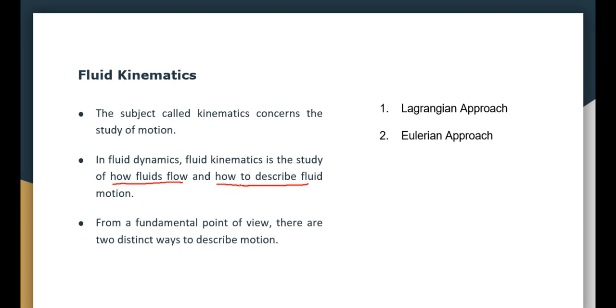Coming to this particular point, how to describe the fluid motion, there are basically two techniques which we deal with in fluid mechanics. The first is known as the Lagrangian approach and the second is known as the Eulerian approach. Basically, through these two approaches we describe the fluid motion.